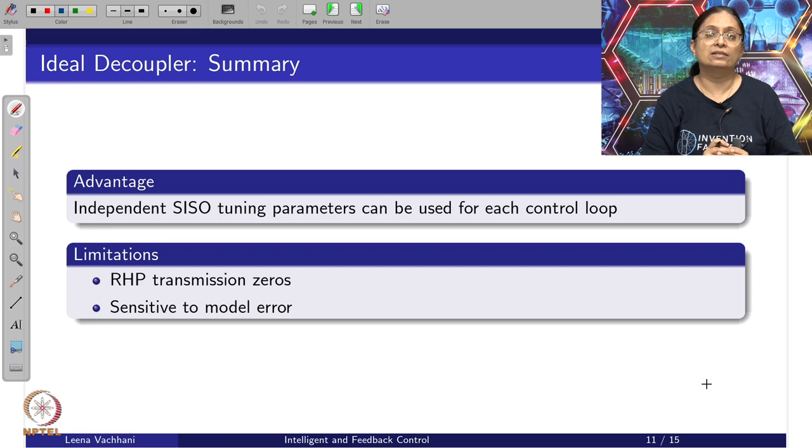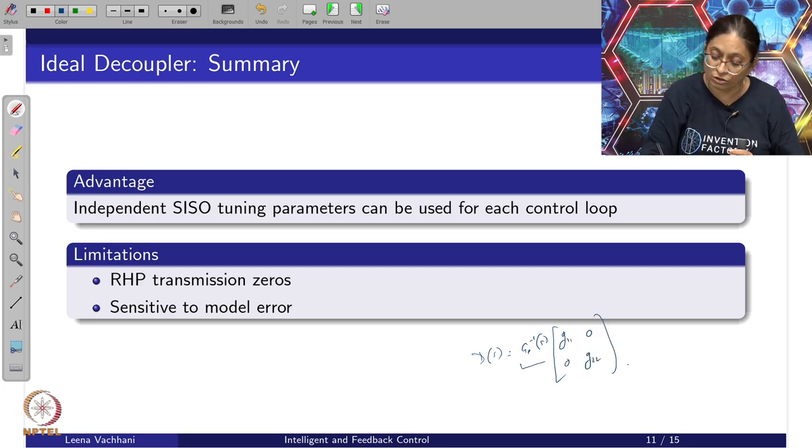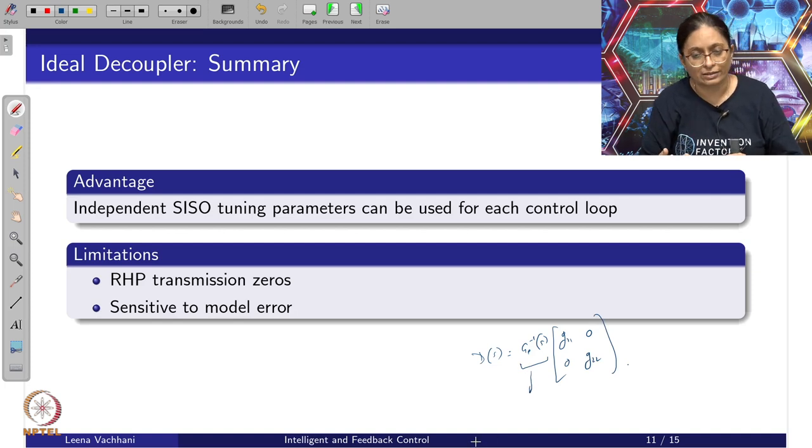The main limitation is that it is sensitive to the model errors, because we are designing our D of S, which depends upon GP inverse of S, and then of course G11, G22, and so on. So one should know this GP of S very accurately in order to get its inverse and the matching poles and zeros.